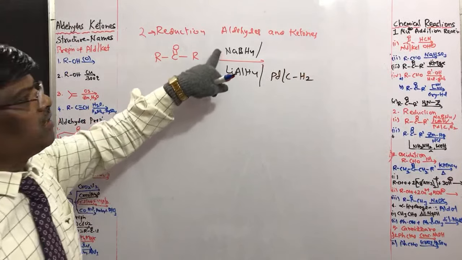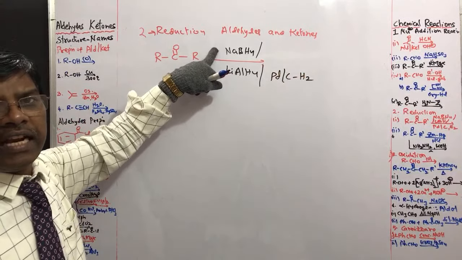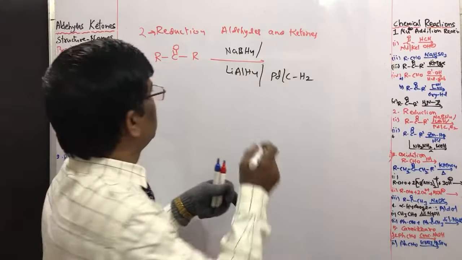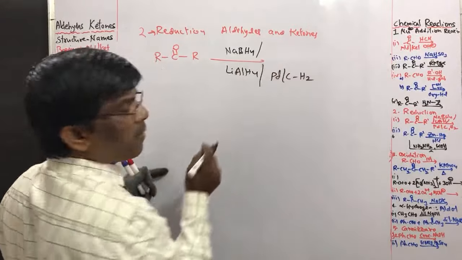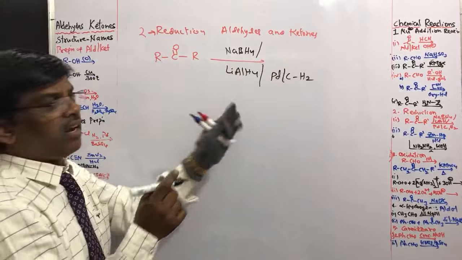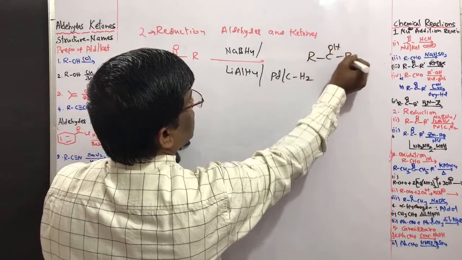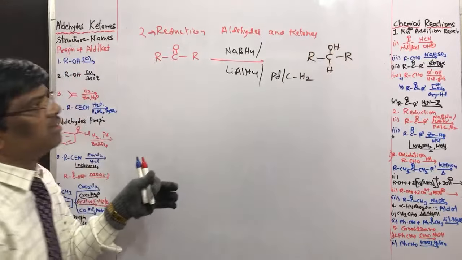So these are the reagents we can use for the reduction of ketones to alcohols. Aldehydes give primary alcohols, and ketones give secondary alcohols. This is OH and hydrogen.